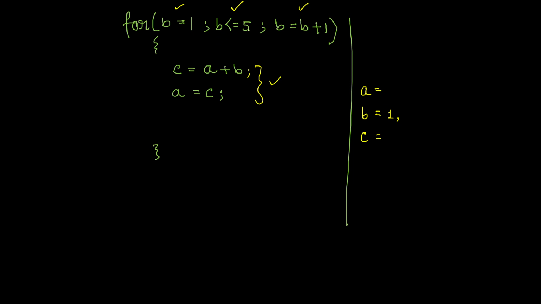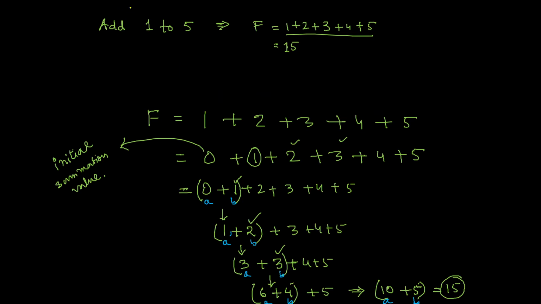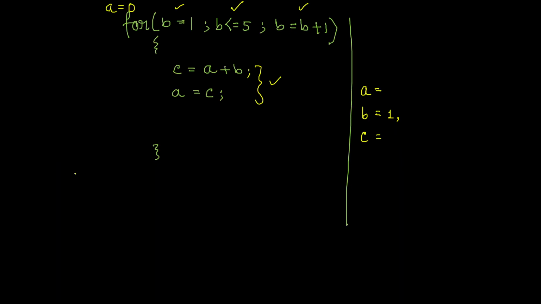B less than or equal to 5, is it true? Yes, it is true. By the way, I have already made a mistake. What is the mistake? I have not written the initial value of A. A must be initialized by 0, because I considered A as the initial summation value. So A is 0.